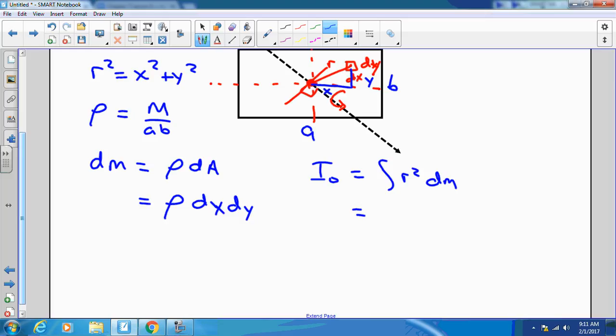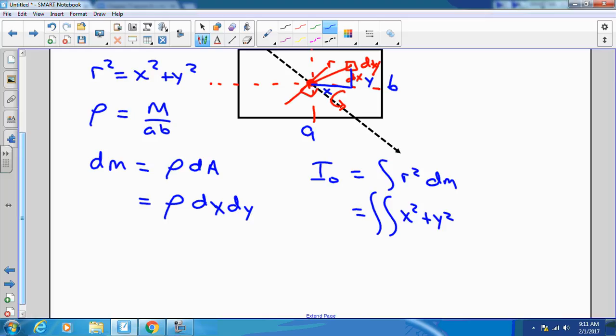And now when I integrate, watch how the integration takes place. I'm actually going to have to integrate twice. I'm going to integrate across to add up all the little pieces dx into horizontal strips. And then I'm going to add up those horizontal strips by integrating a second time in the y direction to get the total contribution.